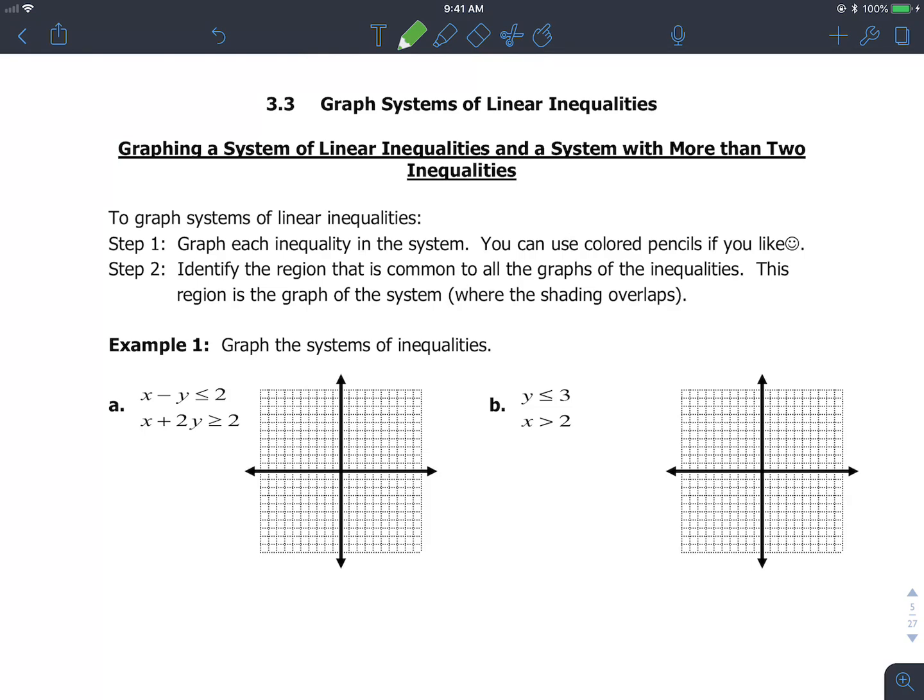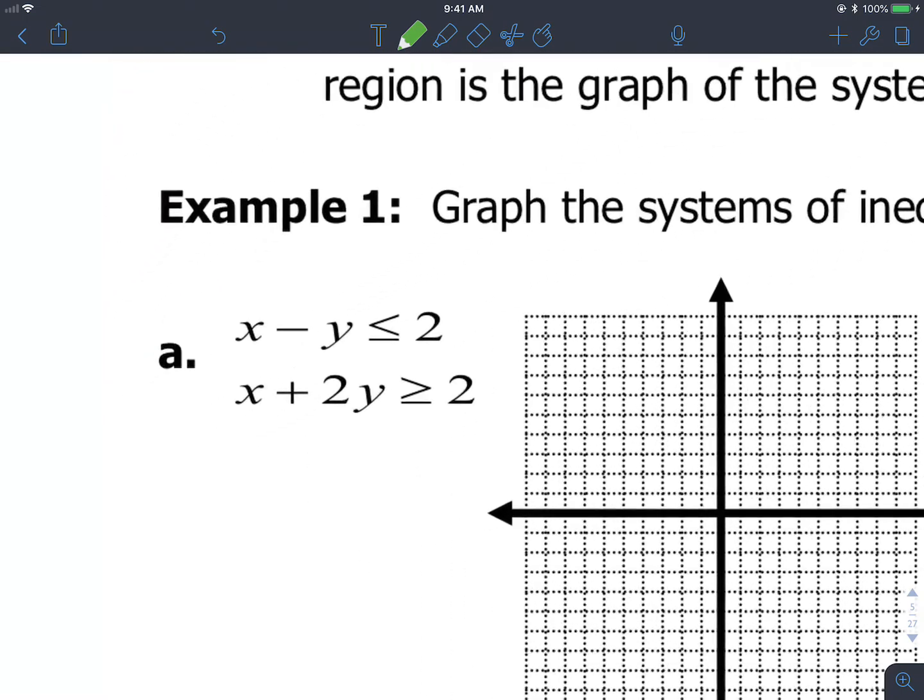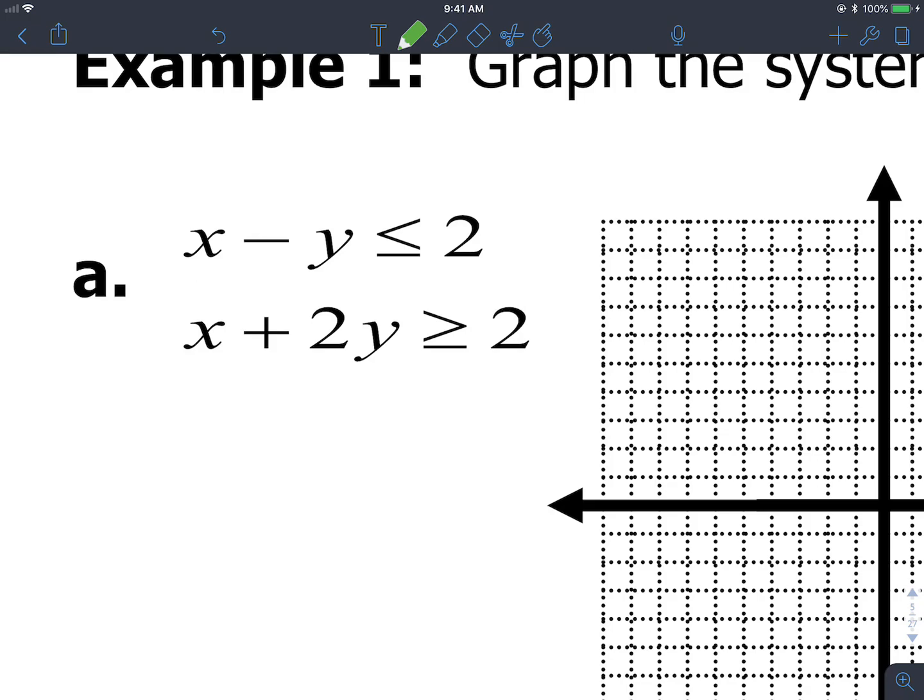Okay, today we've got graphing systems of linear inequalities. This is going to be very similar to systems of linear equations, except that we're doing inequalities. We've got some shading and stuff like that there. To do this, it's not too bad. You need to solve both of your equations and get them equal to y.